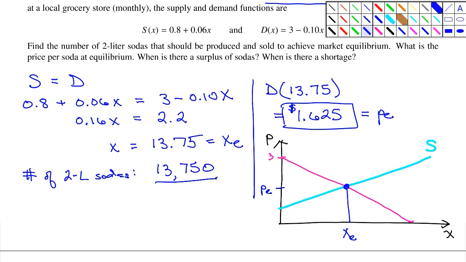Now, where do we have a shortage and where do we have a surplus? We have a surplus up here. So that means the producers are producing too much for what the demand is. And then down here we have a shortage, which means the demand is too great and can't be filled by the producers.